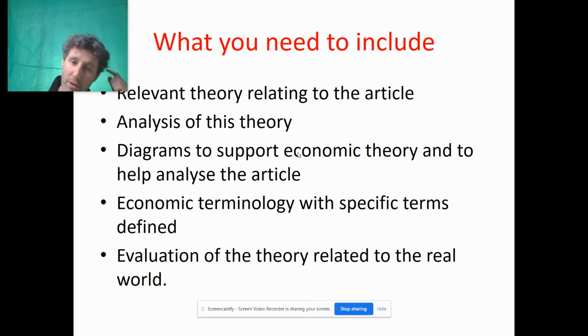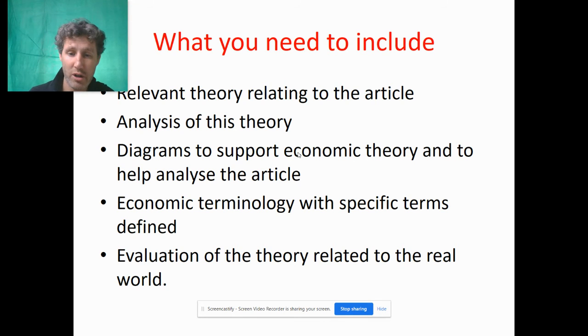Okay, so there's essentially 5 different criteria that you have to look at. You've got to look at relevant theory relating to the article. That could involve analysis of the theory. You have to analyze the theory and explain what the theory means. You've got to draw diagrams to support economic theory and to help analyze the article. And you've got to use key terminology with specific terms defined.